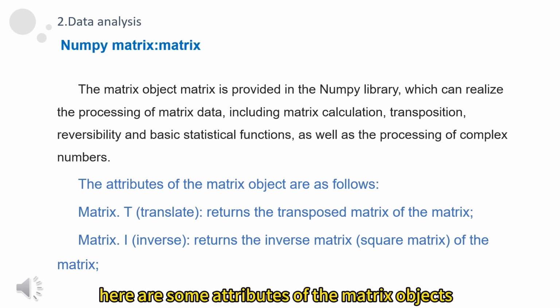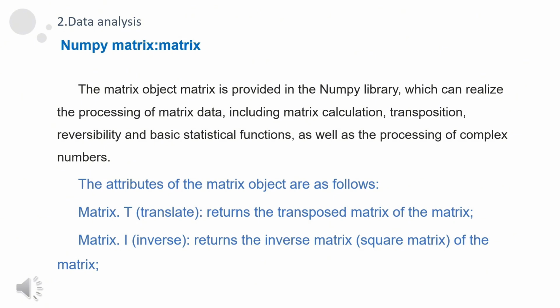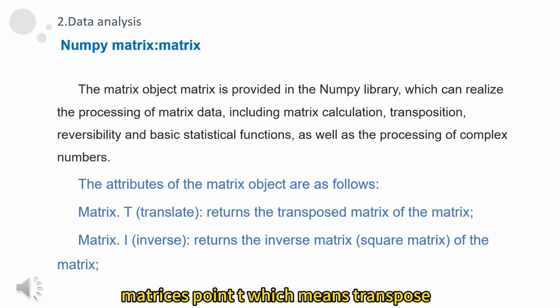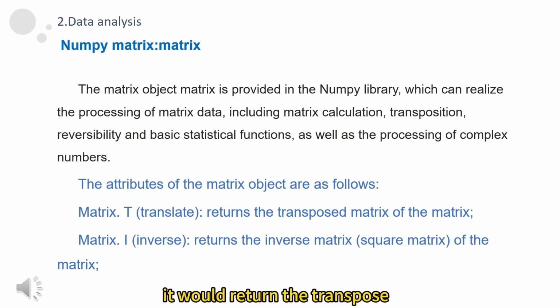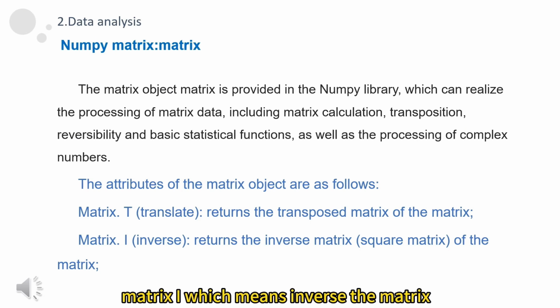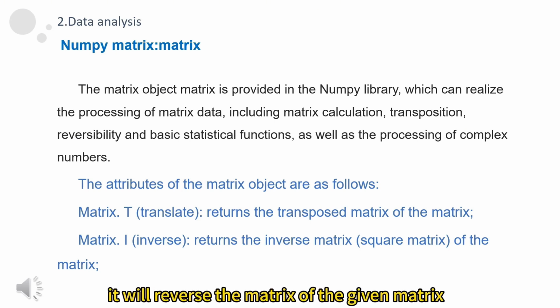Here are some attributes of the matrix objects. Matrix dot T, which means transpose, returns the transpose of the given matrix. And matrix dot I, which means inverse, will return the inverse of the given matrix.